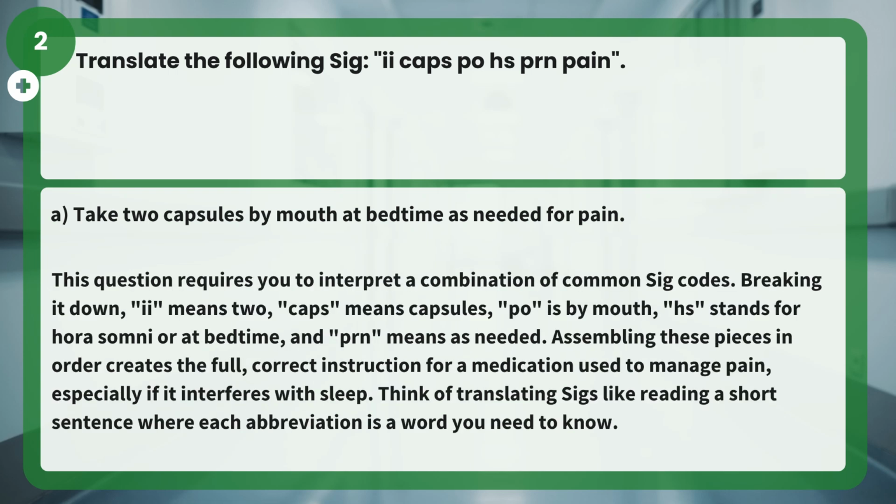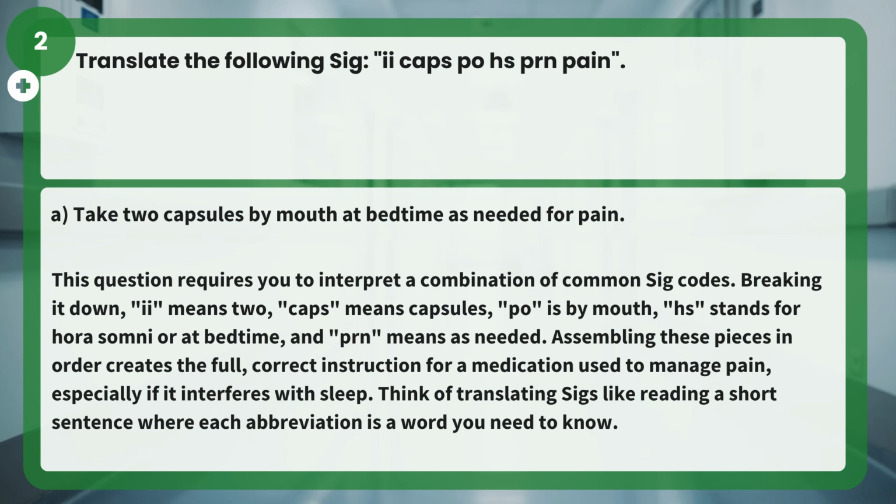Answer: A. Take 2 capsules by mouth at bedtime as needed for pain. This question requires you to interpret a combination of common SIG codes. Breaking it down, 2 means 2, caps means capsules, PO is by mouth, HS stands for hora somni or at bedtime, and PRN means as needed.